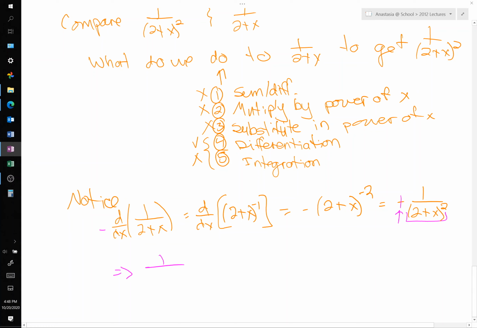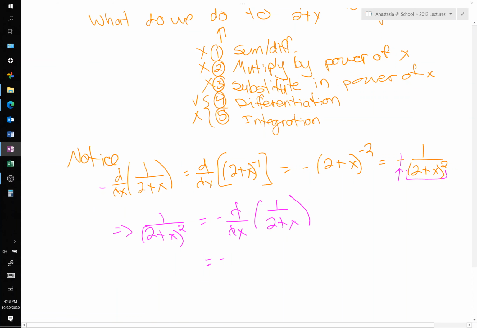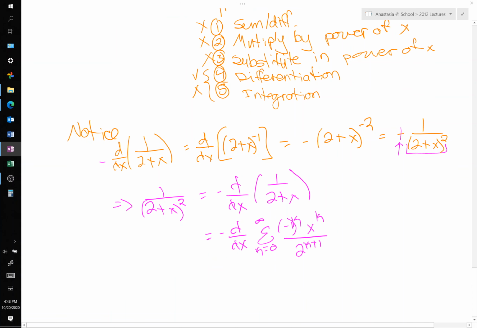So this means that 1 over 2 plus x quantity squared is equal to negative derivative with respect to x of 1 over 2 plus x. Now we have a power series for 1 over 2 plus x, so we're going to substitute that in. And this is the sum from k equals 0 to infinity of negative 1 to the k, x to the k over 2 to the k plus 1.